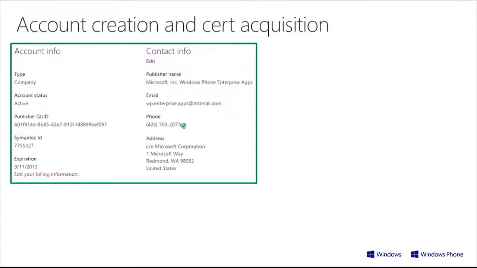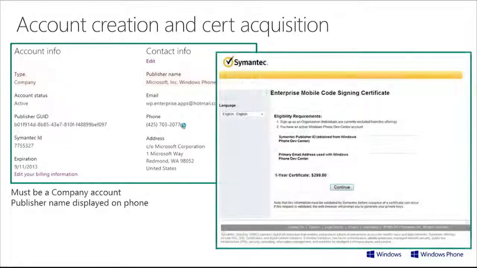So you go to the portal, you create a company account, you provide your publisher name, and Microsoft checks if it all works out, so you can't register as another company. That's the check we do. Make note of it: it needs to be a company account with a publisher name. Then you go to Symantec and you request a code signing certificate.